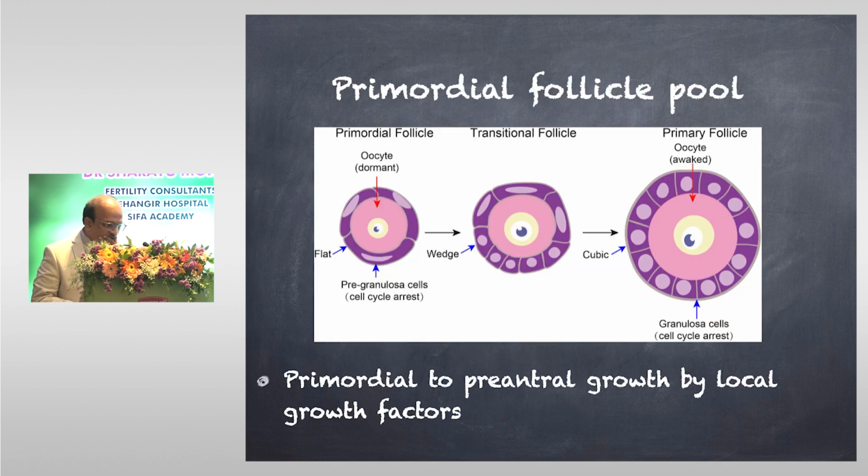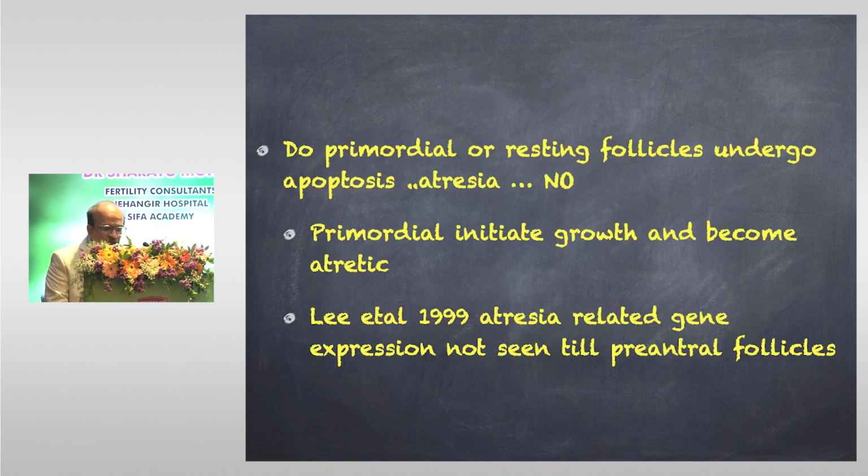You have a primordial follicle pool, and that goes further to become cuboidal, etc. Primordial to preantral follicle transition is mainly driven by local growth factors as well. Do primordial and resting follicles undergo apoptosis or atresia? Believe me, no. The primordial follicles do not undergo atresia. When they try to grow, they go into atresia. Till the time they don't decide to grow, they are happily sitting there in the ovary, like a progenitor cell. So primordial follicles initiate growth and become atretic because they are trying to grow. Lee et al. found that atresia-related gene expression is not seen till preantral follicles.